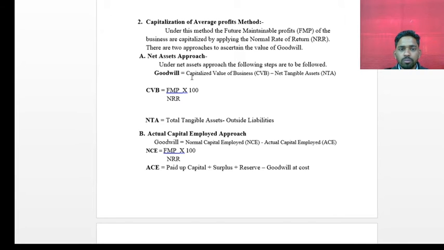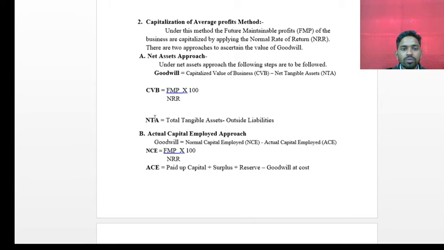For the calculation of the goodwill we should know the capitalized value of business. Now how to ascertain it? Capitalized value of business is equal to FMP divided by NRR into 100. FMP means future maintainable profits, and NRR means normal rate of return. So future maintainable profits divided by the given normal rate of return into 100. Like this we calculate the capitalized value of business.